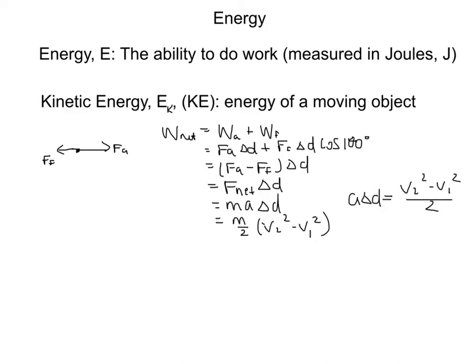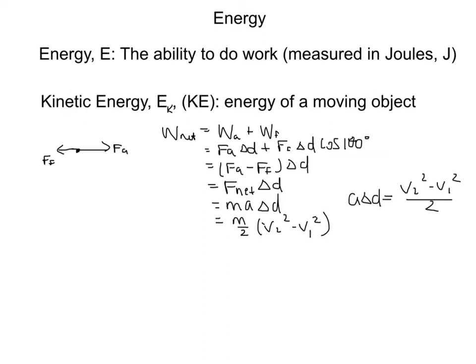The first type of energy we're going to talk about is kinetic energy, which we write as E sub K, and sometimes we'll short form as KE instead of writing out kinetic energy. It is defined as the energy of a moving object. So it's the energy that is basically possessed or owned by an object that is moving.